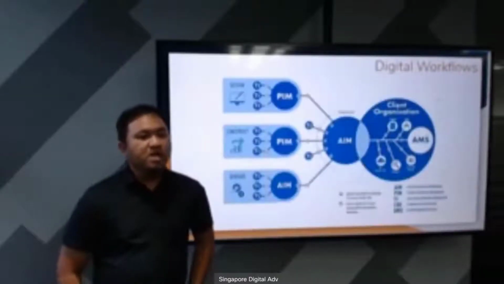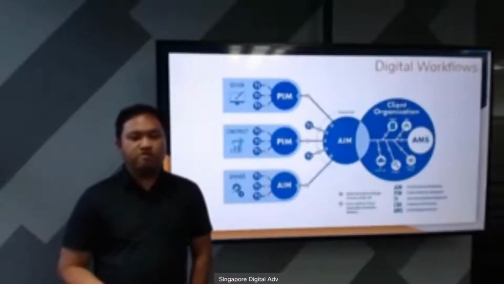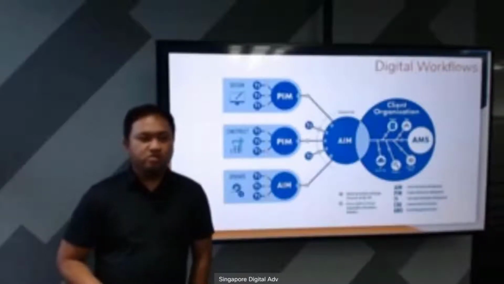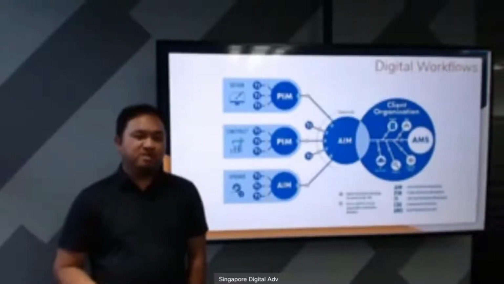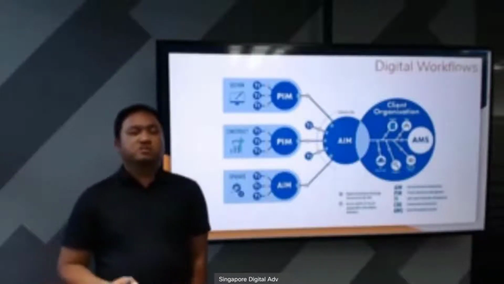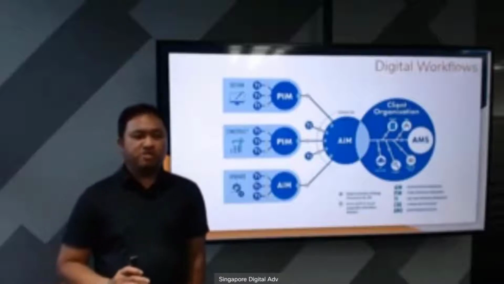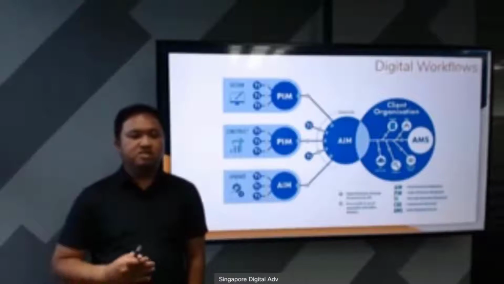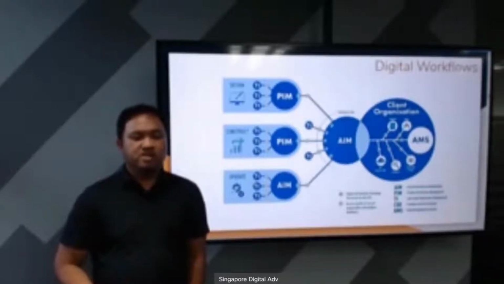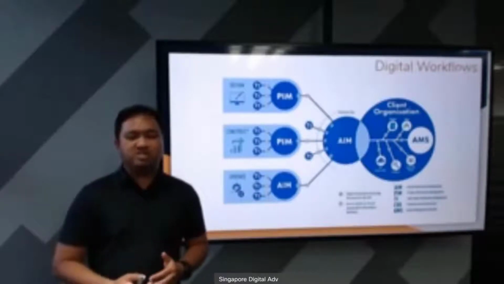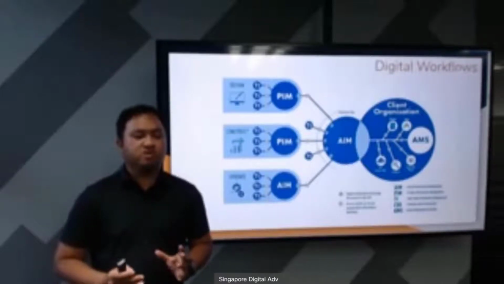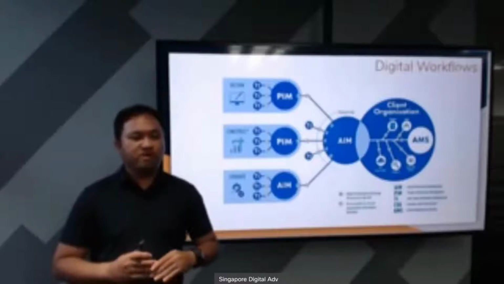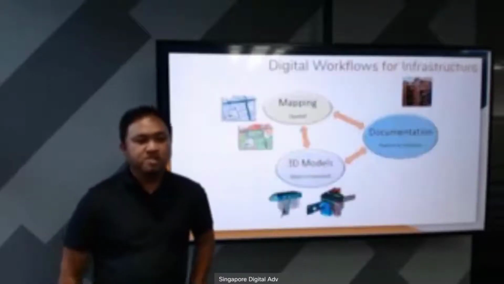If you talk about digital workflows for infrastructure, there are 2 main domain elements there: the project information model and the asset information model. There is a big emphasis on the project information model that covers your conceptual, preliminary, and detailed design, all the way to your construction and as-built. And there is a big focus on the asset information model because you have to maintain and operate this structure for a very long time as compared to buildings.